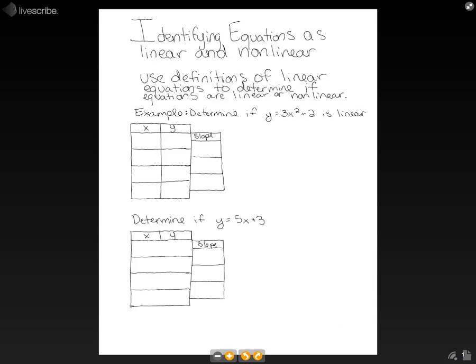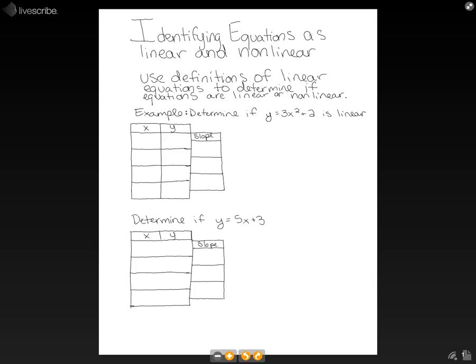Identifying equations as linear and nonlinear. We're going to use the definition of linear equations to determine if equations are linear or nonlinear. So our first example we're going to try is to determine if y equals 3x squared plus 2 is a linear function. So we're going to go ahead and make an xy table, and then we're going to calculate our slope from that.